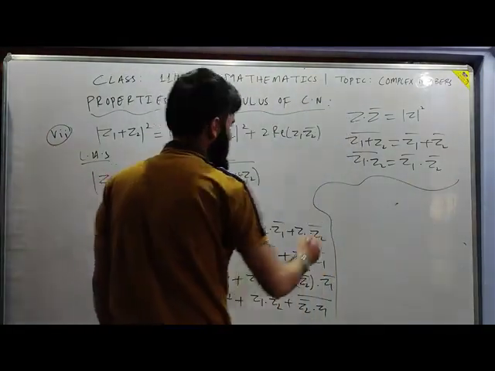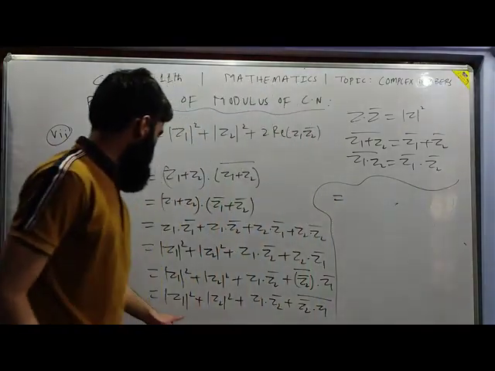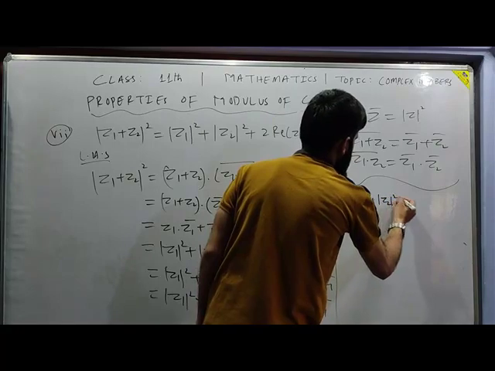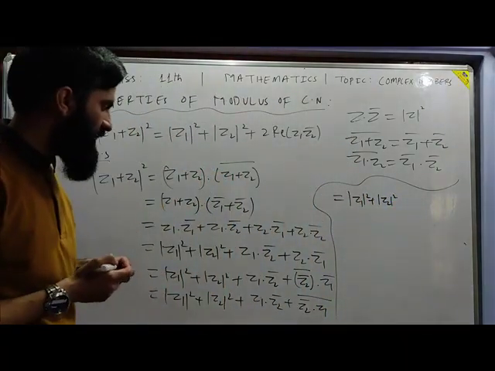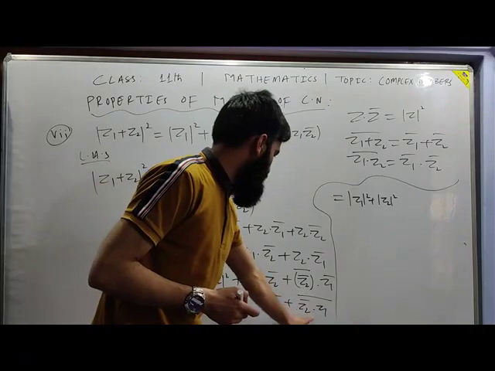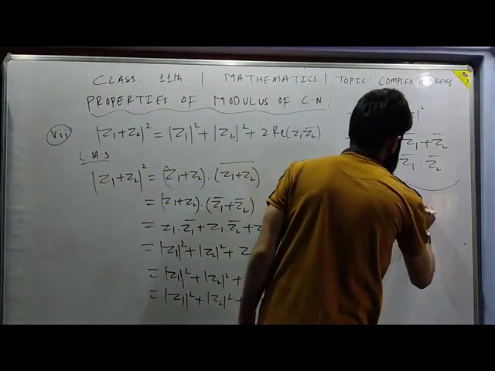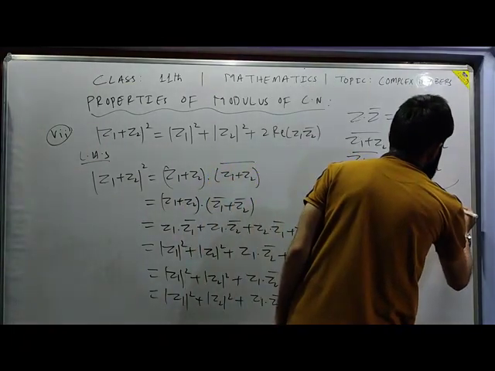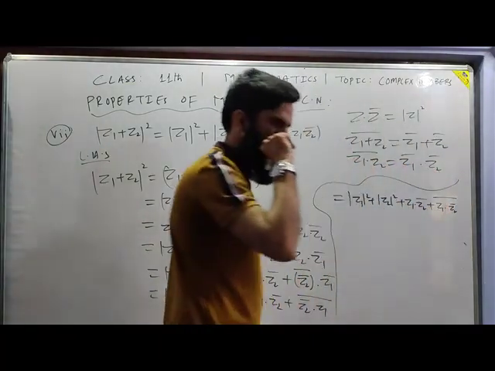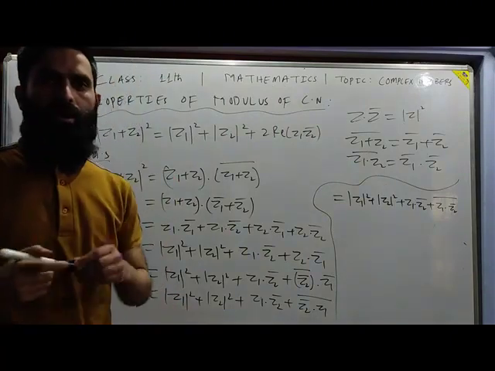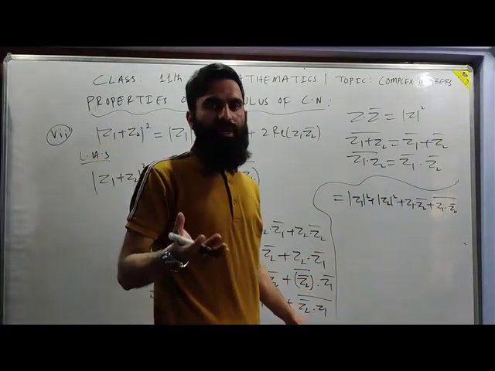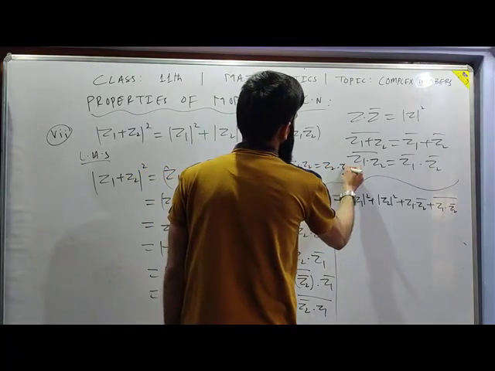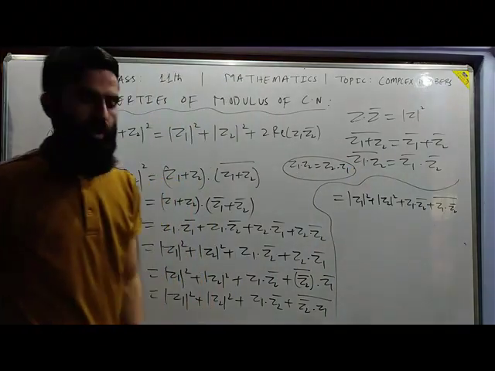So moving ahead, what you will get over here: modulus of Z1 square plus modulus of Z2 square, plus Z1 dot Z2 conjugate plus, and this thing you can write as Z1 dot Z2 conjugate whole conjugate. Why? By the commutative law, because the multiplication of two complex numbers is commutative in nature. That means Z1 dot Z2 is equal to Z2 dot Z1. This is the commutative law in multiplication of complex numbers.